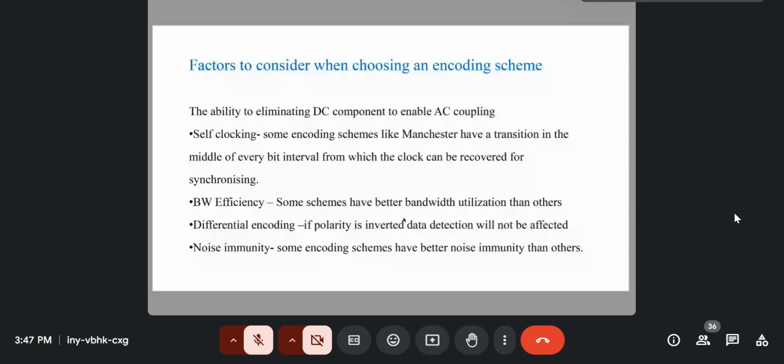Mainly that's what we'll be looking at when we talk about bandwidth efficiency with respect to line encoding schemes.